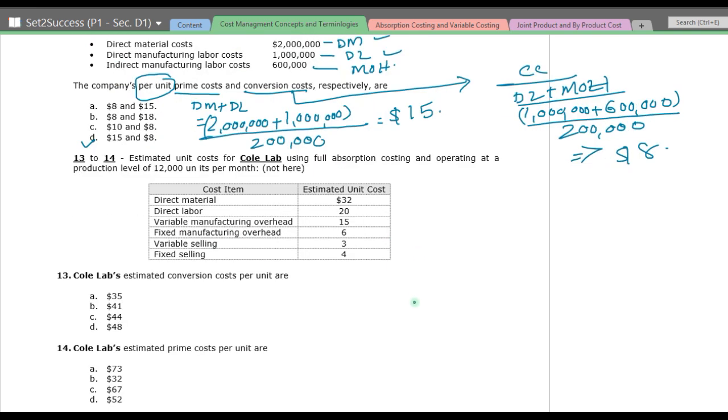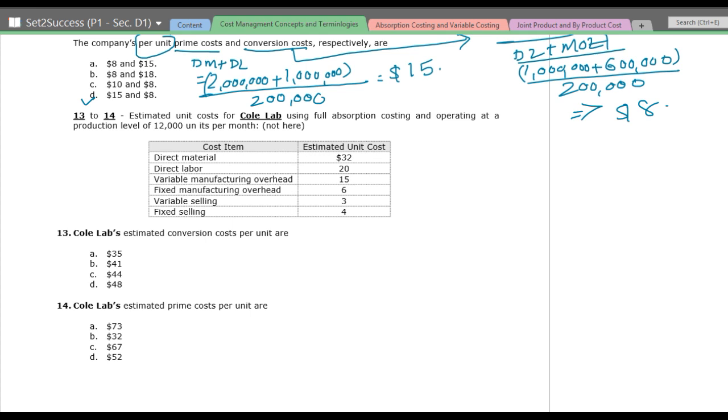Now next, estimated unit cost of Cold Lab using full absorption costing and operating at a production level of 12,000 units. Cost and estimated unit cost. Direct material, this is your DM. Let us mark, this is your DM, this is your DL. Variable manufacturing overhead and fixed manufacturing overhead. Variable selling and fixed selling. This variable manufacturing overhead is MOH. So your MOH is 21.